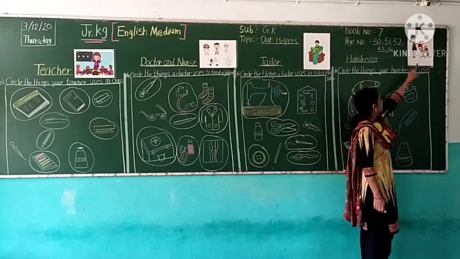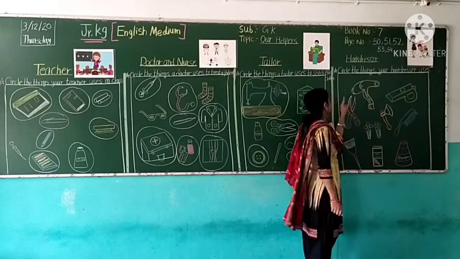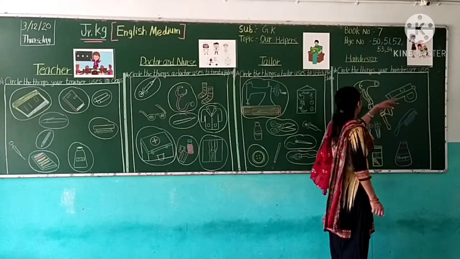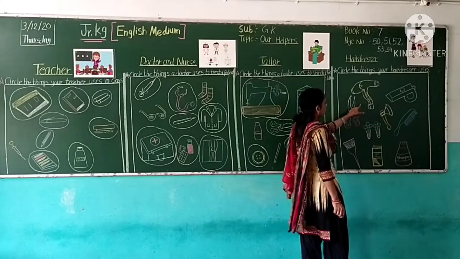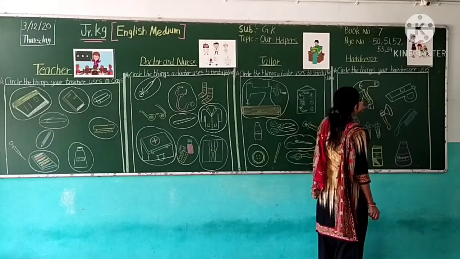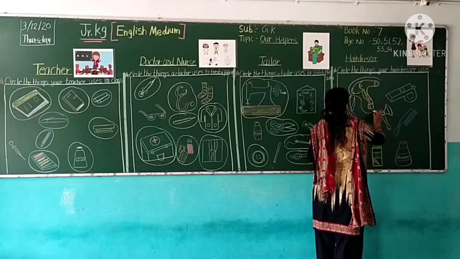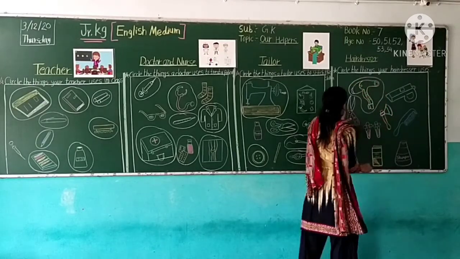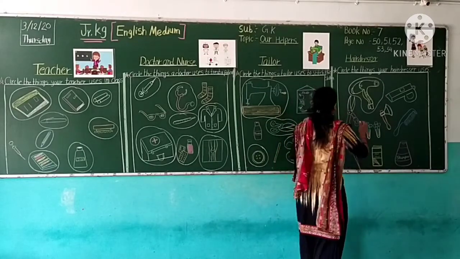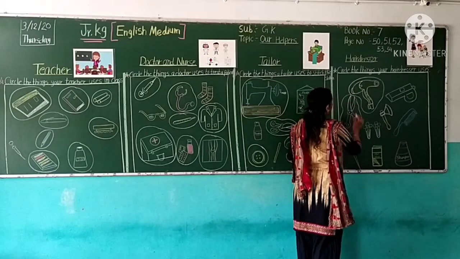Look here, look at this picture. Hairdresser, okay? So, circle the things your hairdresser uses. So, circle, look at this picture carefully, okay? These things are used by a hairdresser. So here we circle the, and what is this? Scissor. Which picture is this? Scissor. So here we circle the scissor.